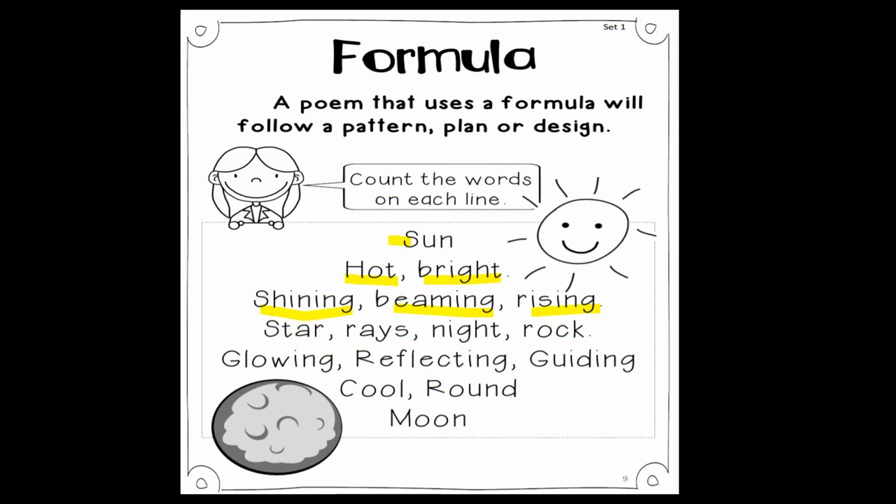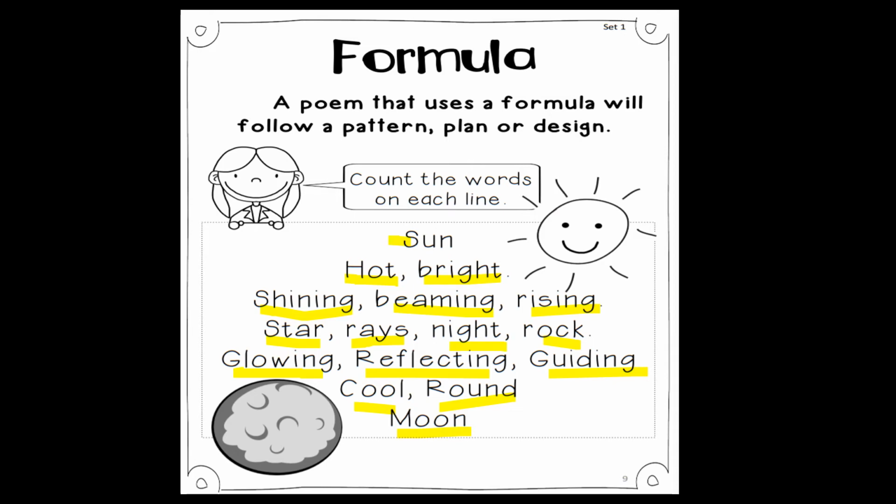On the fourth line, I have four words, star, rays, night, rock. Now, on the next line, I have three words, glowing, reflecting, guiding. And then here on the next line, I have two words, cool, round, and then the last line, I have moon. So here is a formula.